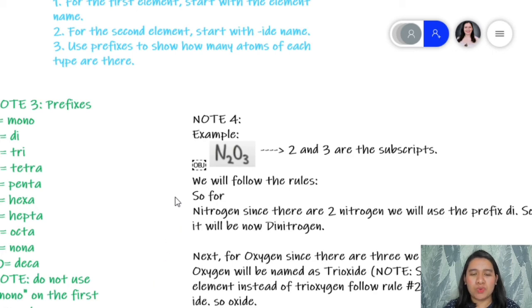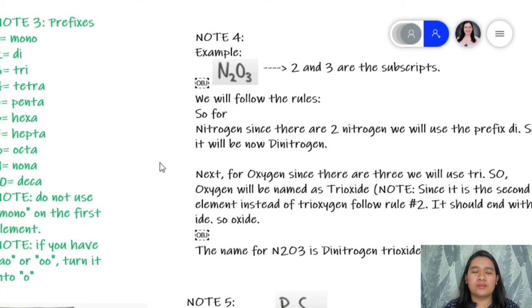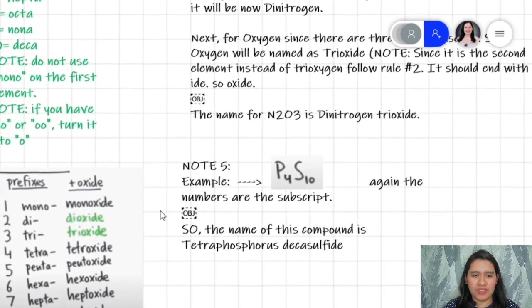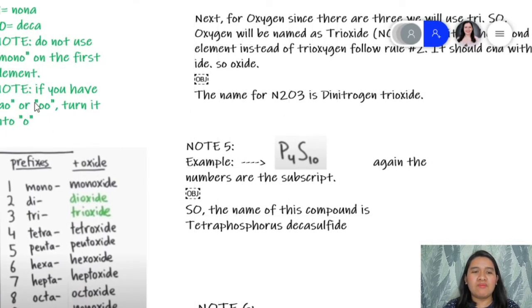Another rule that we should remember is do not use mono on the first element. We should always remember that. We will not use mono on the first element. Next, if you have AO or OO, turn it into O. Later on, I will give examples of it. So again, if you have AO or OO, turn it into O.